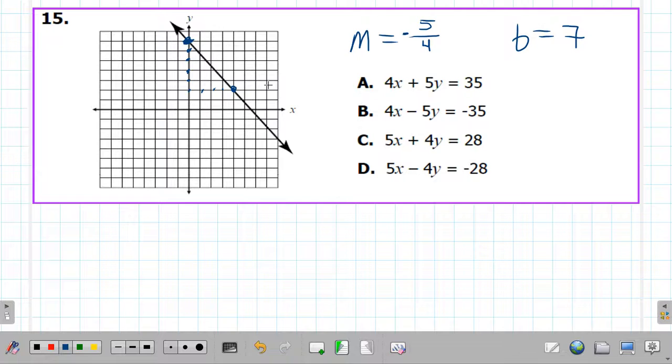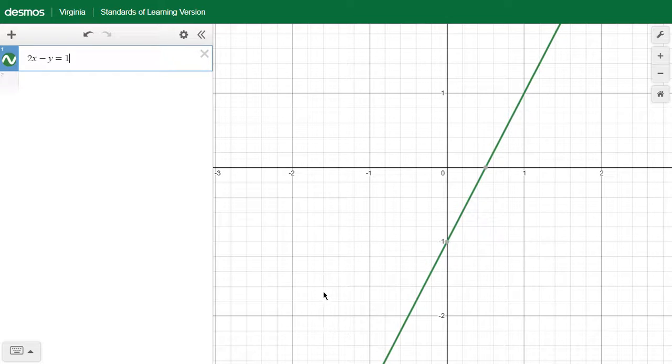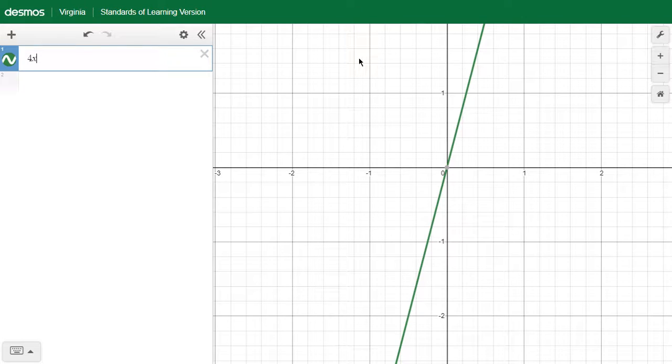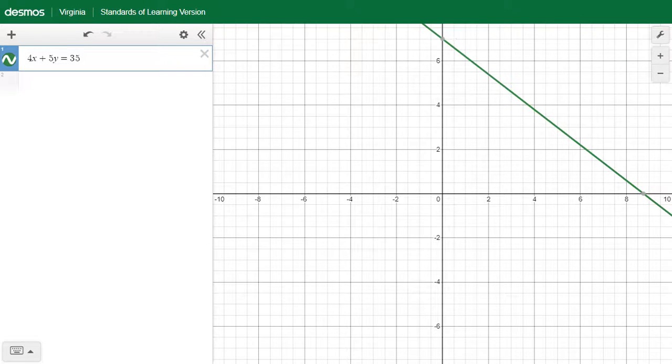Like I said, we know those two pieces of information. Let's just match up and see what our graphs look like. So what's the answer here? Well, let's try the graph for answer A. 4x plus 5y equals 35. Notice here it doesn't show up, but if we zoom out back to where we were, we see that the x-intercept is 7.